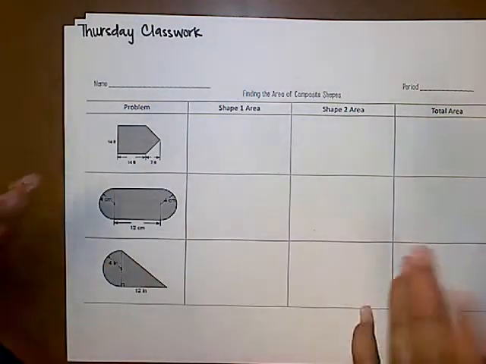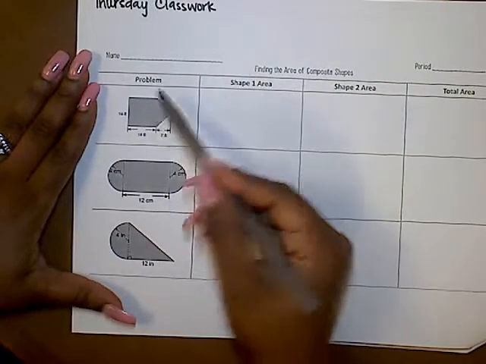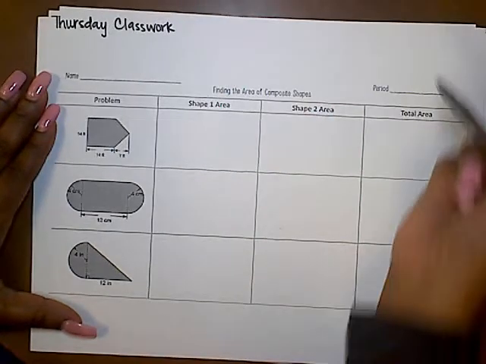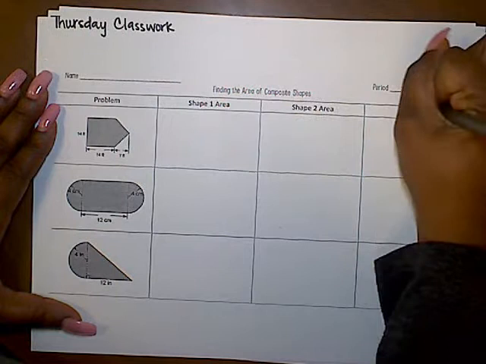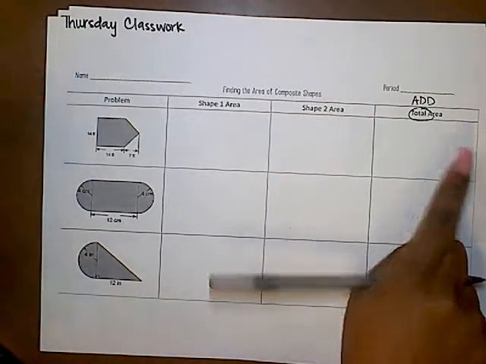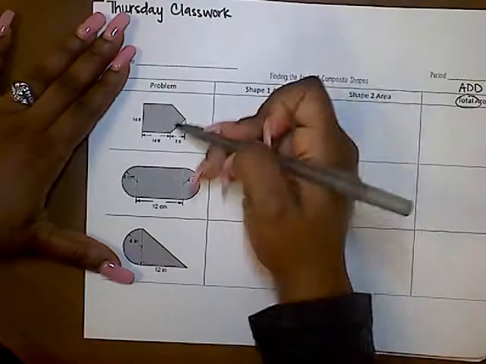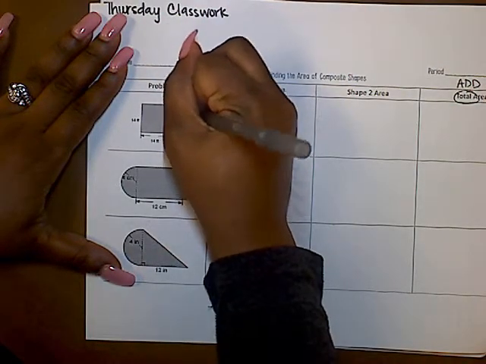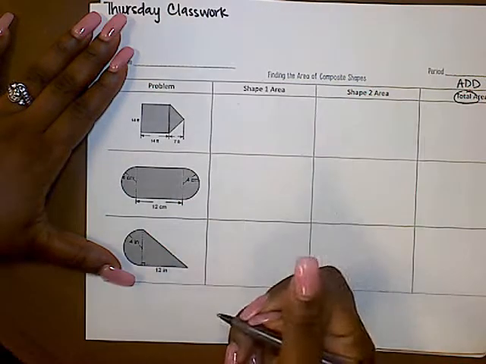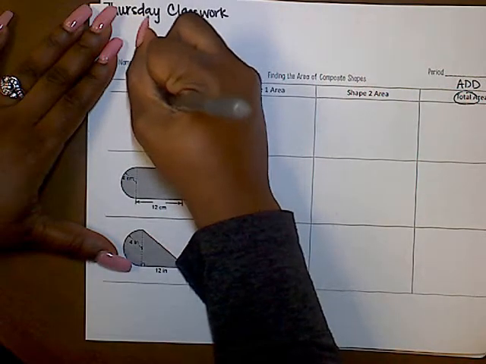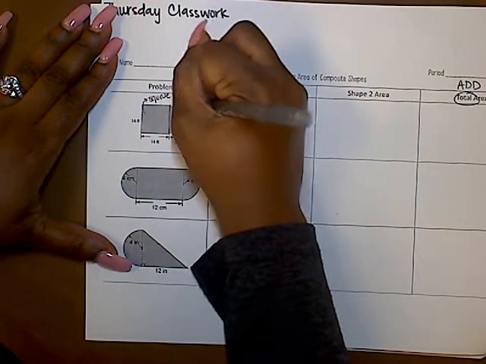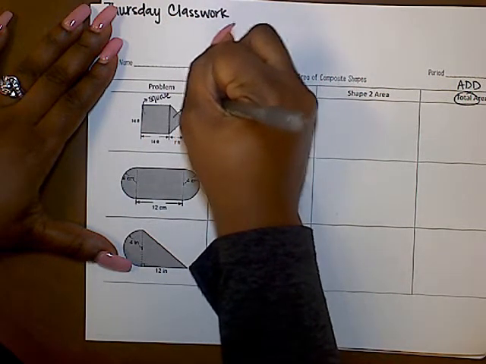So, first off, we notice we have two shapes to find the area of, and then we're going to find the total area. You want to first write that total just means we're adding. So we're going to add these two areas together to find the total. I need to find the two shapes that I see. I see a square and I see a triangle. So here we have a square, here we have a triangle.